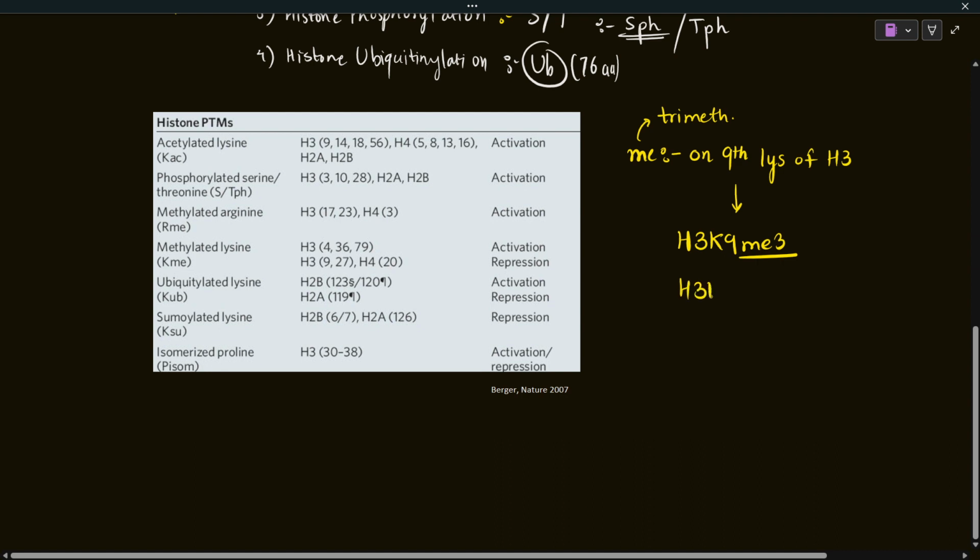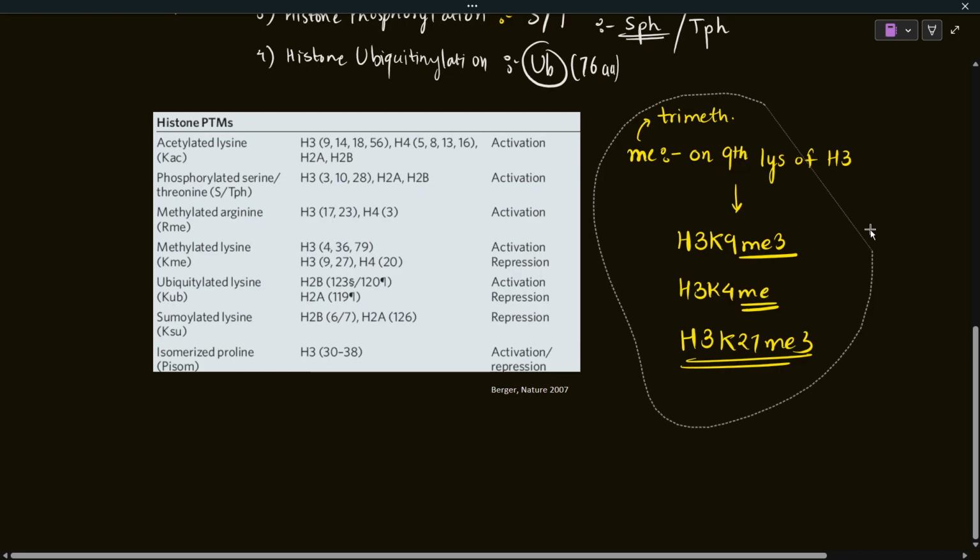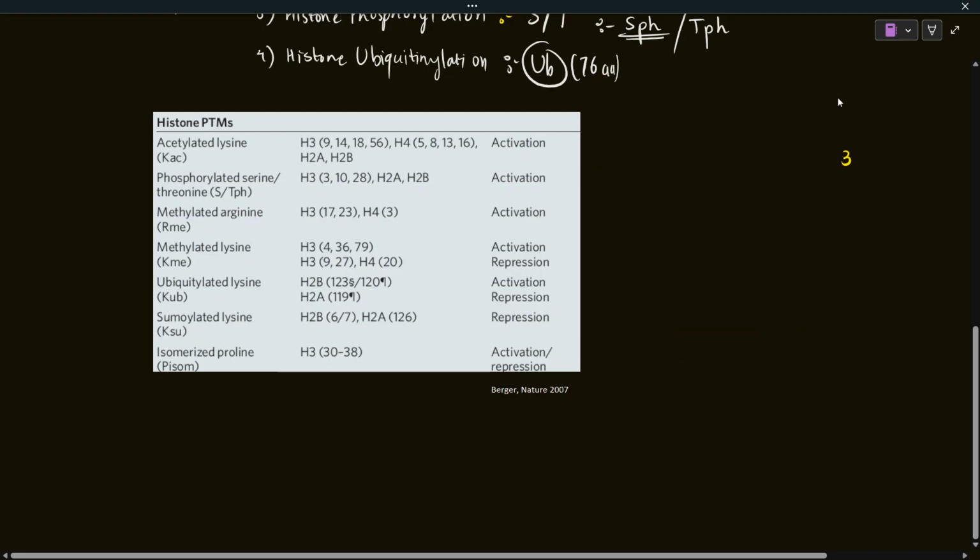You can write H3K4 methylation mark, so it is monomethylation. You can write H3K27Me3. Okay, so it is H3K27 trimethylation. So this is how you write the marks. Okay, so this is the way you are going to write it. Okay, so let's move on to the next mark.